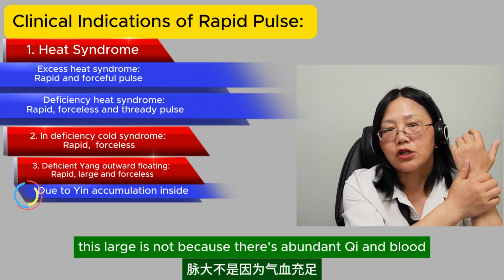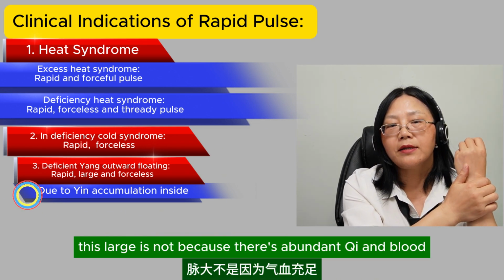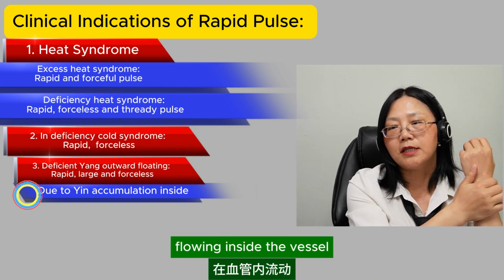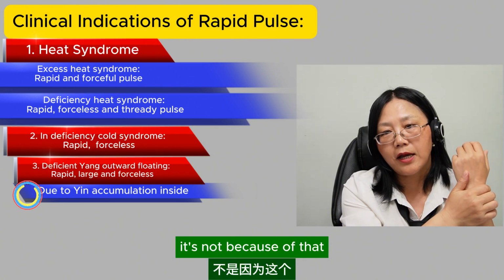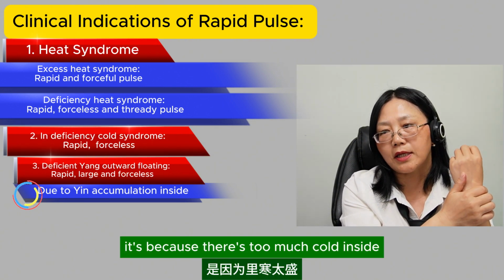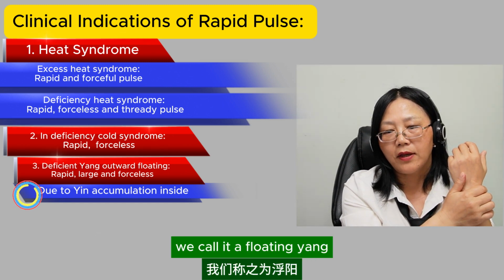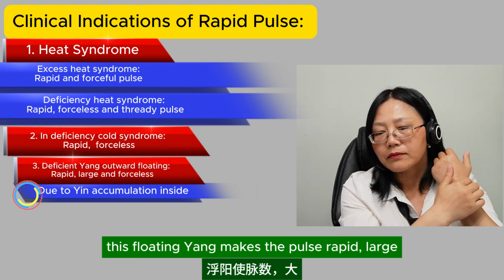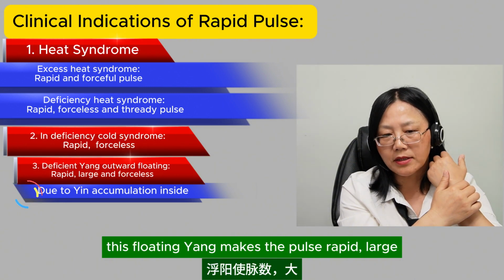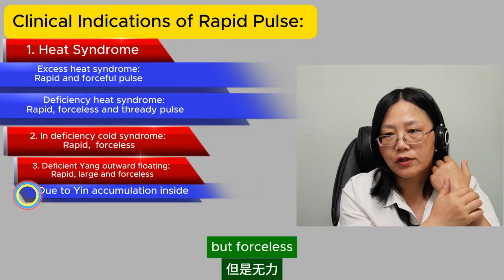But this large is not because there's abundant qi and blood floating inside the vessel. It's not because of that. It's because there's too much cold inside. The yang has nowhere to attach to, then escapes. We call it floating yang. This floating yang makes the pulse rapid, large, but forceless.